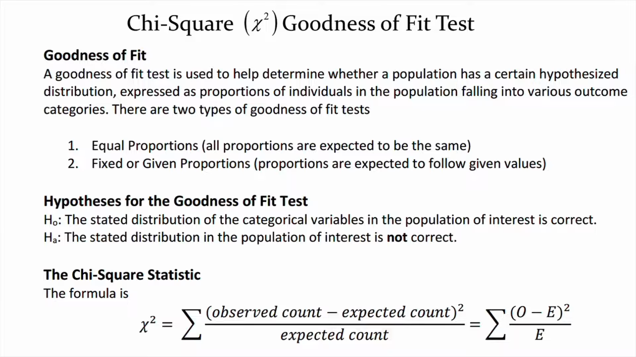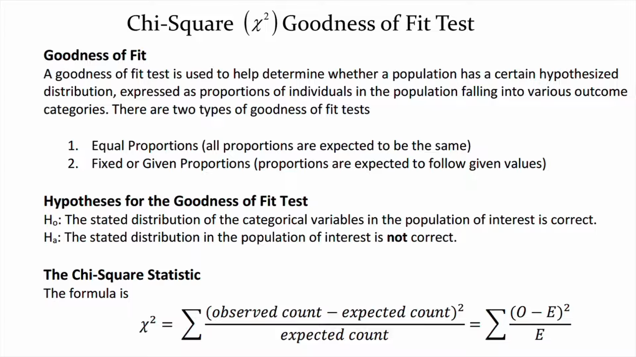There are two types of goodness of fit tests. We're going to do both of them. The first one is equal proportions. Everything should happen equally. All proportions are expected to be the same. That's the first one. The second one, there's a fixed or given proportions. Proportions are expected to follow given guidelines, given there's a way they're supposed to finish. Okay, that's the other one. We're going to do both of them.